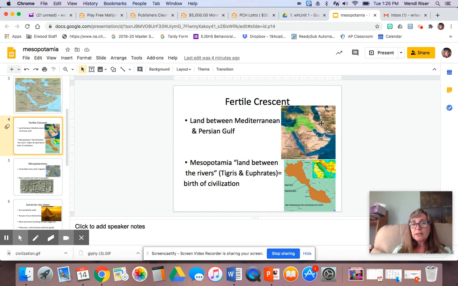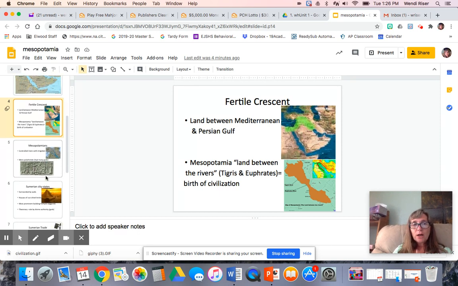So the Fertile Crescent is the land between the Mediterranean and the Persian Gulf. You can see the crescent right there. This is where the early civilizations were found. Mesopotamia literally means land between the rivers. Meso means between. So you've got the land between the Tigris and Euphrates. This is where the birth of civilization began. If you have to, pause it now. I am going to the next slide.